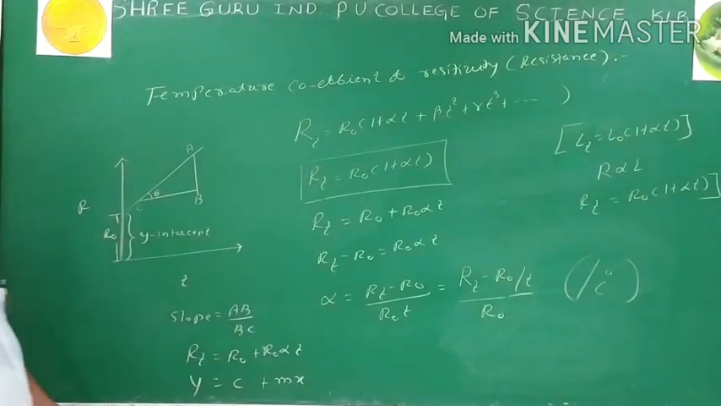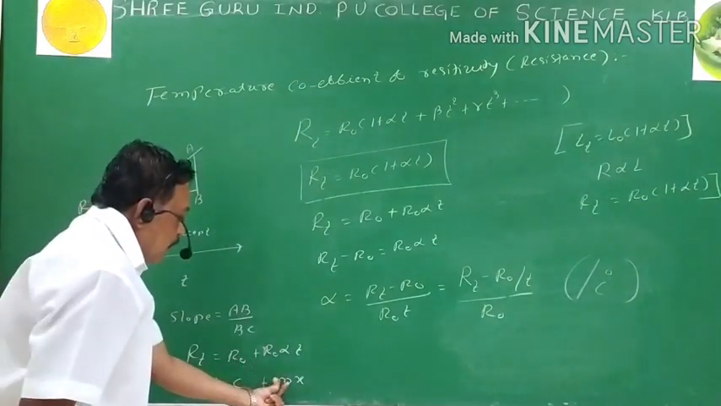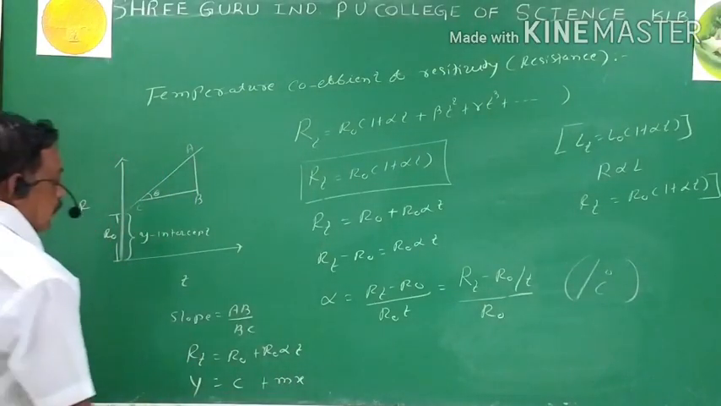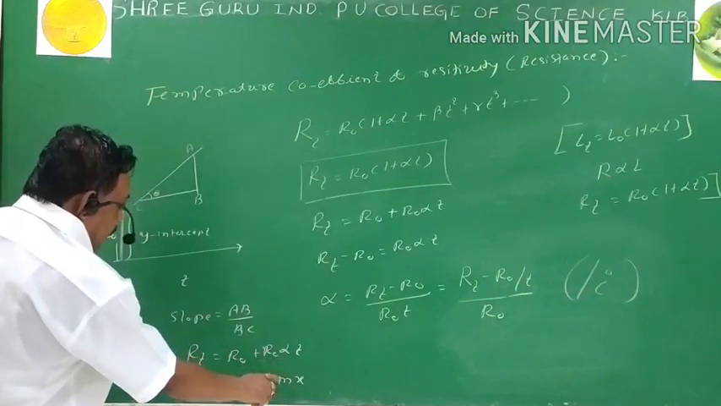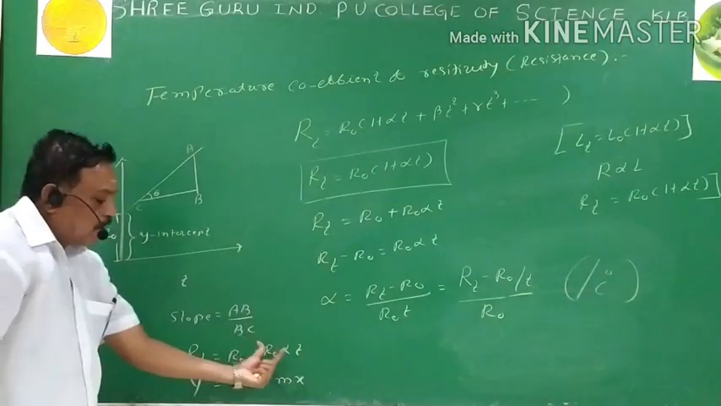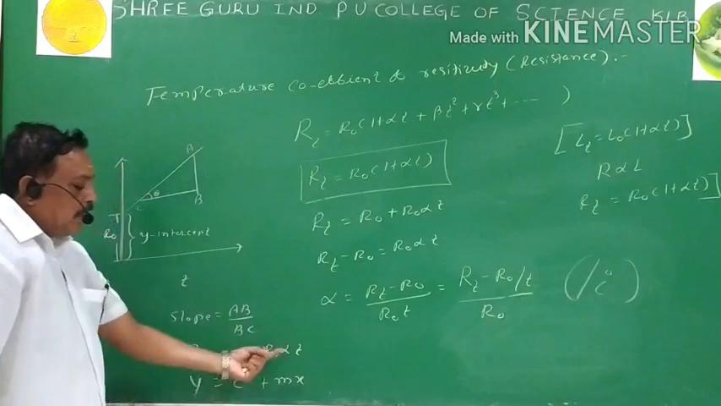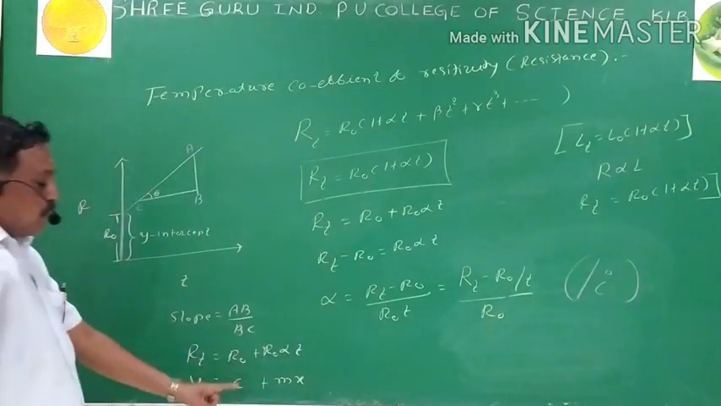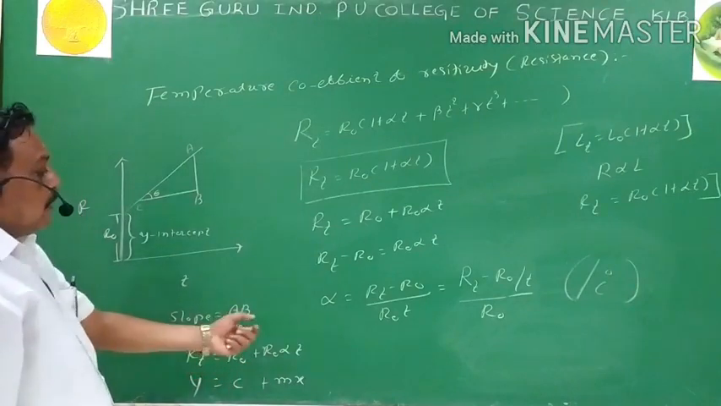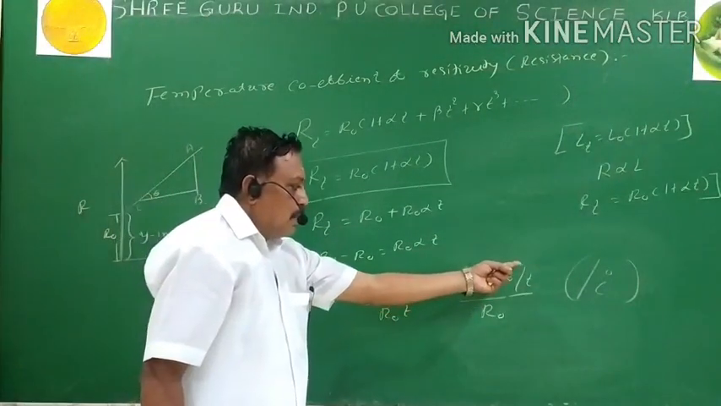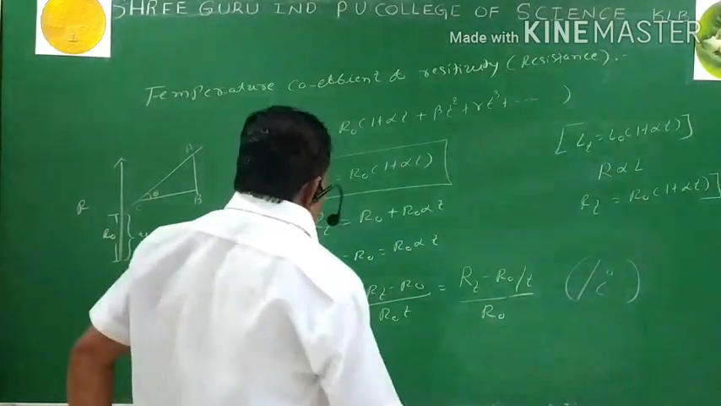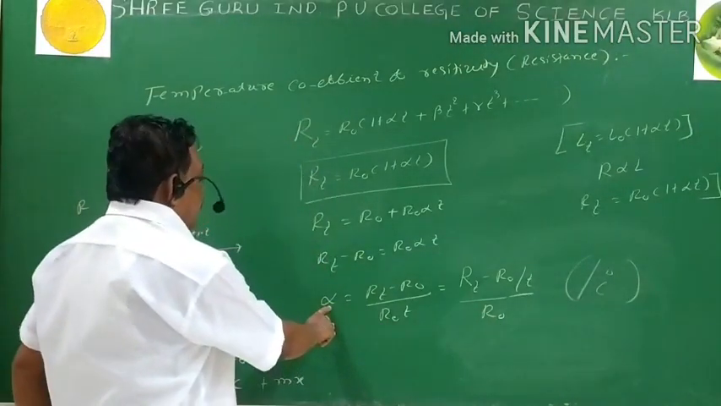Then slope is nothing but m. So slope is nothing but m. Now this term represents slope. Then I need alpha. So alpha equals RT minus R0 divided by T, divided by R0. This gives what? This is nothing but the temperature coefficient of resistance.